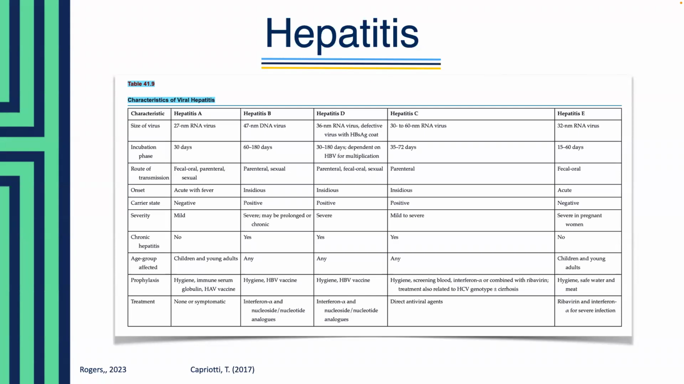The pathophysiology of viral hepatitis involves viral replication, immune-mediated hepatocyte damage, oxidative stress, and progressive fibrosis, disrupting the liver's structure and function. So the degree of liver damage depends on factors like the virus type, the individual's immune response, and the presence of other liver conditions.